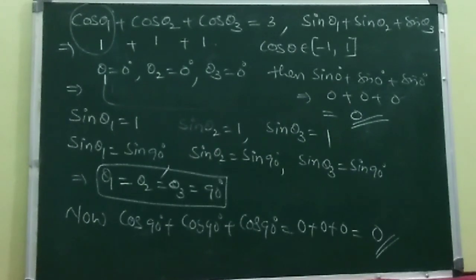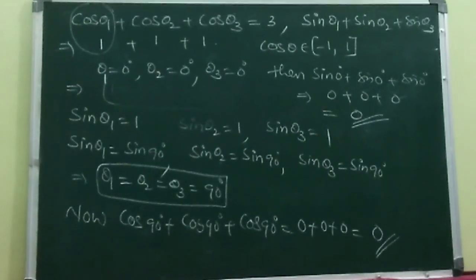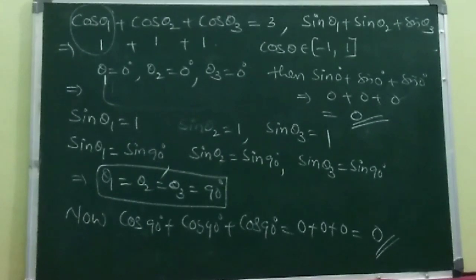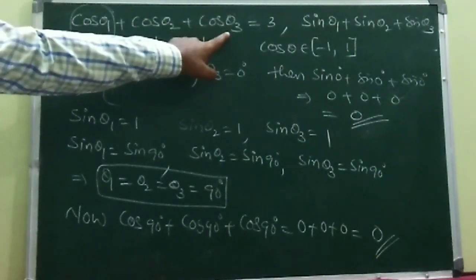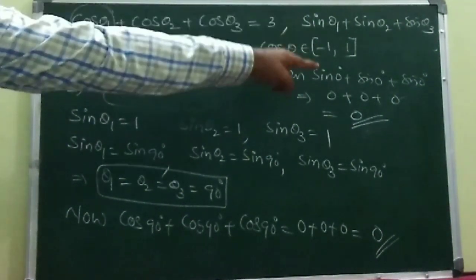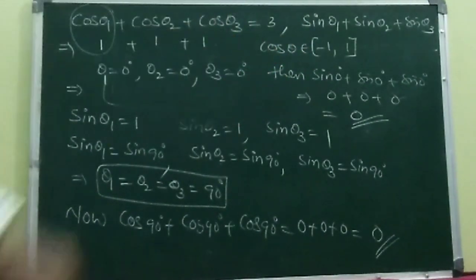See, if sine theta 1 plus sine theta 2 plus sine theta 3 is 3, then cos theta 1 plus cos theta 2 plus cos theta 3 is 0. That was the previous problem. And if cos theta 1 plus cos theta 2 plus cos theta 3 is 3, then sin theta 1 plus sin theta 2 plus sin theta 3 equals 0. So if the sum of cosines is 3, then the sum of sines is 0, and vice versa.